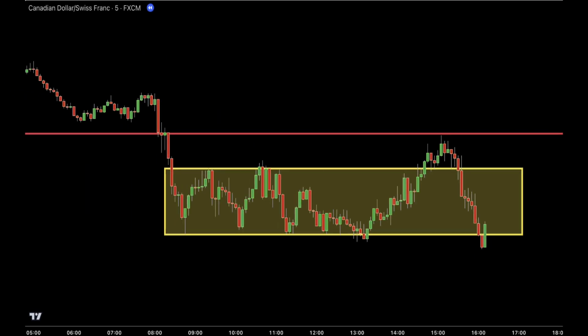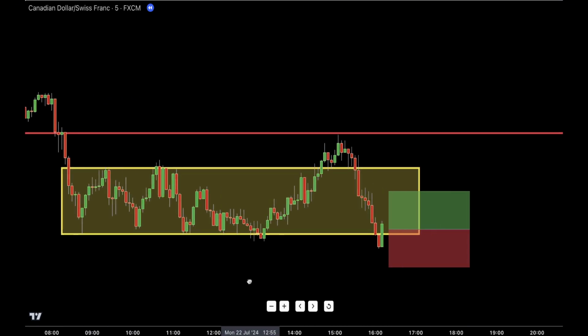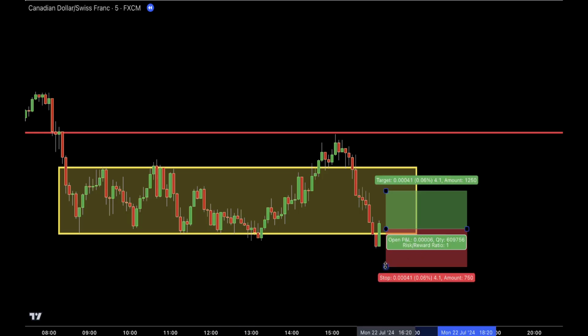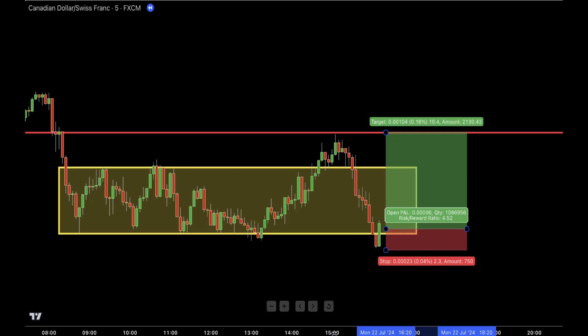Returning to the 5-minute time frame, the setup is clear. Place the trade at the close of the candle that closes back inside the range after the liquidity sweep. Set your stop loss just below the low of the liquidity sweep to protect against further downward moves. The red line, this is where the market may reverse. Now let's see what happens next.